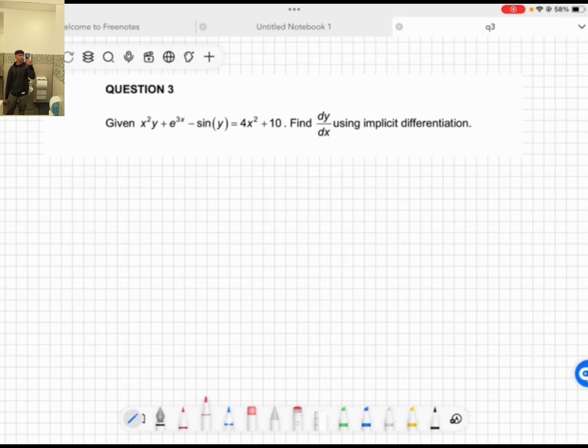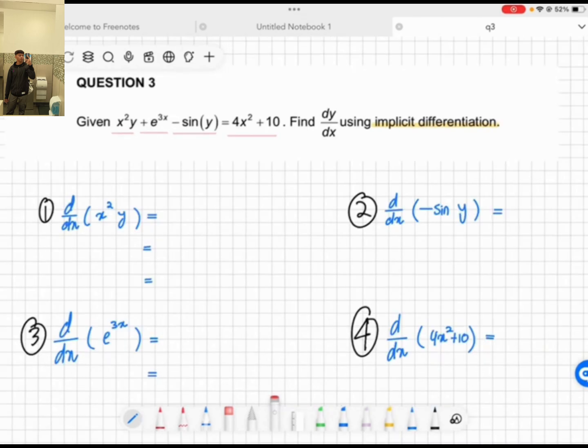For question 3, we need to separate each part. So this is first part, second part, third part, and last part. So we need to find dy over dx by using implicit differentiation. So we can write each separate part in d over dx form.